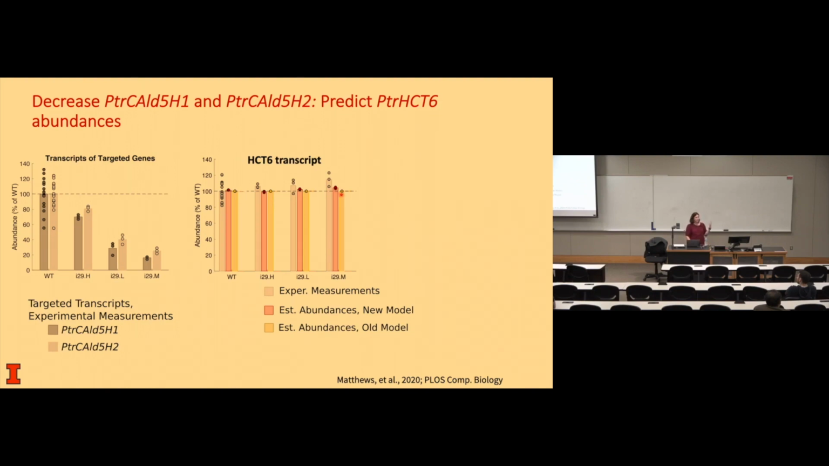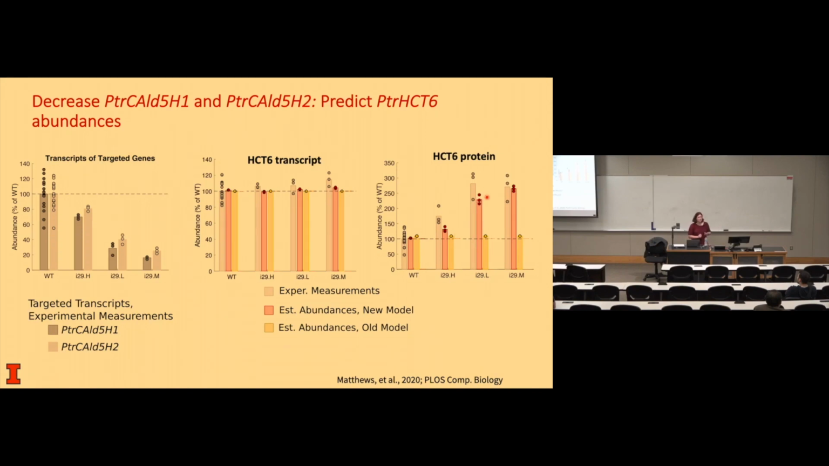In the old case, we're not targeting knocking down the HCT6, so that's just assumed to stay wild type anyways. In this case, that happens to be true. In the new version with the indirect influences, we don't make that assumption, but we're still predicting that. When we look at the proteins, however, we see experimentally measured an increase in the HCT6 protein. Because the older version of the model just assumes it stays at that control, wild type level, we don't capture that influence. But with our new version, we do predict this higher amount of the HCT6 protein.